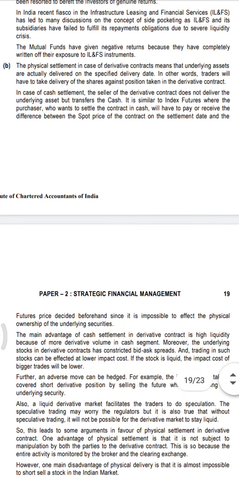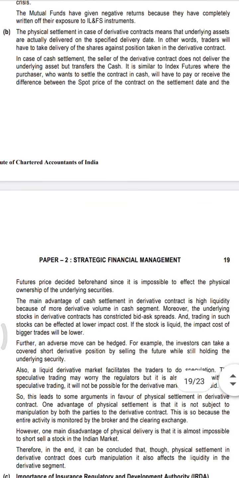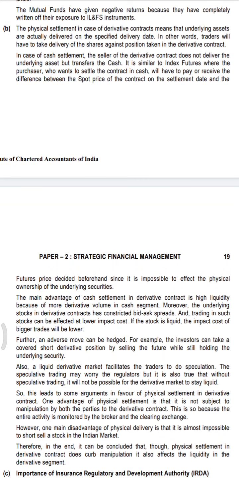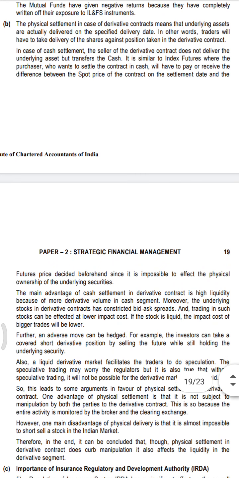The physical settlement in case of derivative contracts means that underlying assets are actually delivered on the specified delivery date. In other words, traders will have to take delivery of the shares against the position taken. In case of cash settlement, the seller of the derivative does not deliver the underlying asset but transfers the cash. It is similar to index futures. अच्छा कैश देना पड़ता है आपको पूरा, मार्जिन पे नहीं ले सकते.